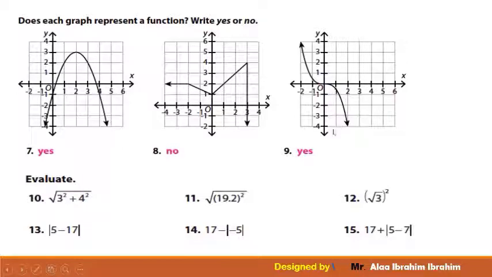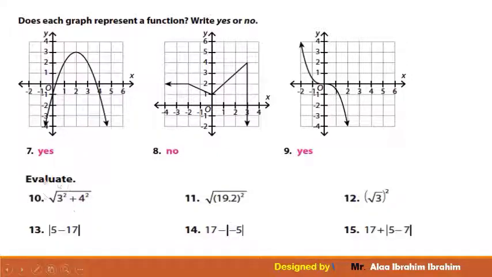Now how to evaluate this one? The square root of 3 power 2 plus 4 power 2. We have an order, we have to remember it. We start with the power 2 first, then plus, then square root. If you remember my order in any operation: bracket, then power, then times or divide, then plus or minus, and finally we make the square root. So we start with power 2, then plus, then square root.